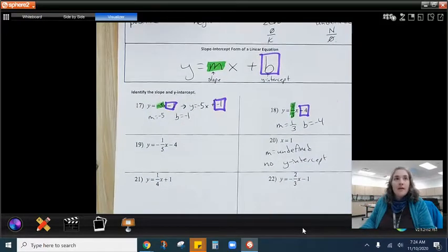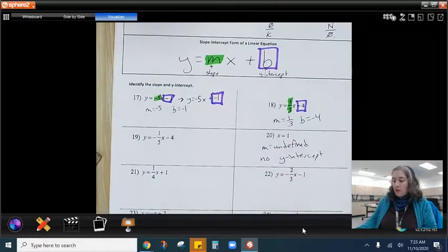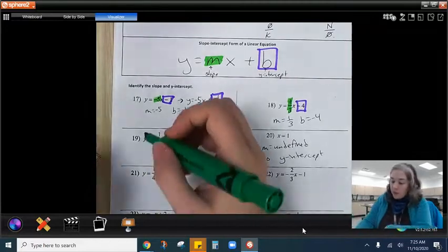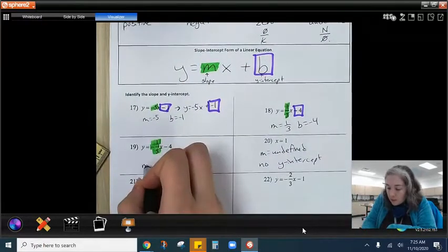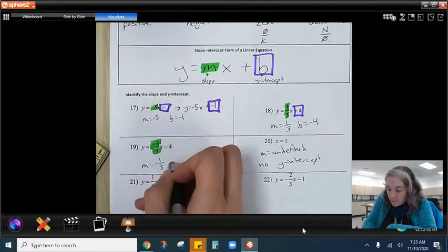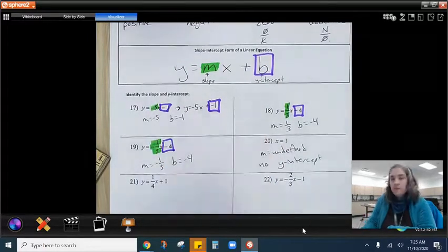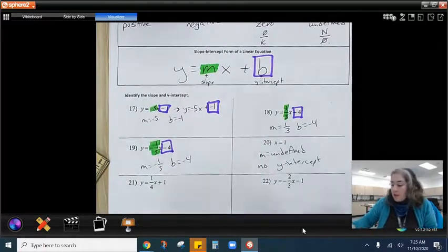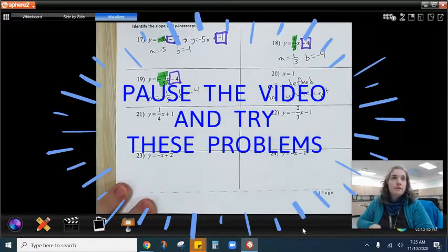All right, let's do one more together. We'll finish off with this one. I know these x equals are a little kind of weird, but let's finish off with this one. So our slope, who's hanging out with the x? The -1/5. And then our y-intercept, we have a -4 that is being added. All right, I want you to try these next 4, and we will check our work in just a sec.